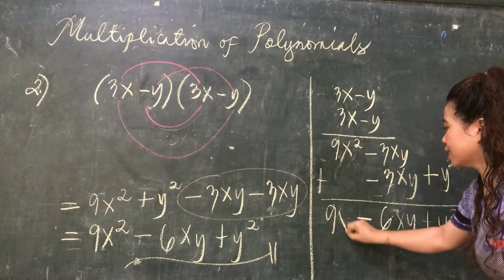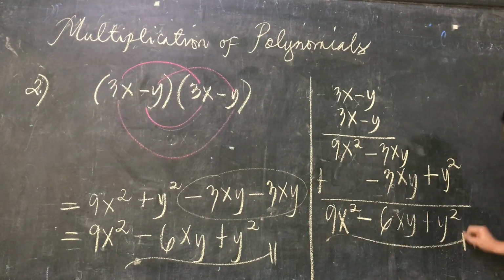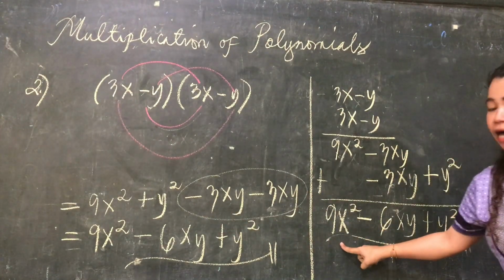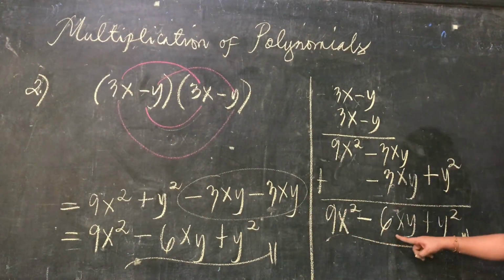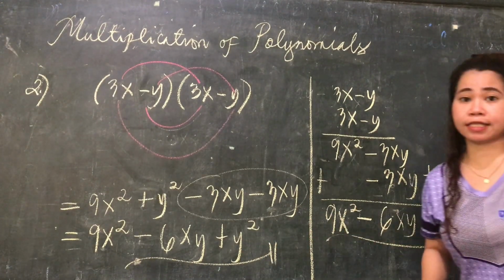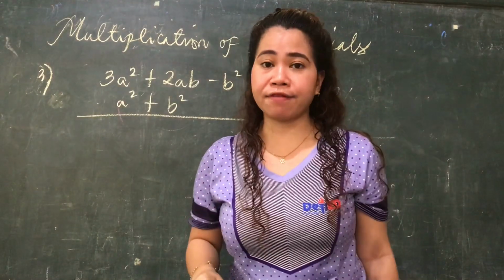Then bring down 9x squared. And let's see if they have the same answer: 9x squared, negative 6xy, y squared, so it's just the same. Okay, let's have number 3.